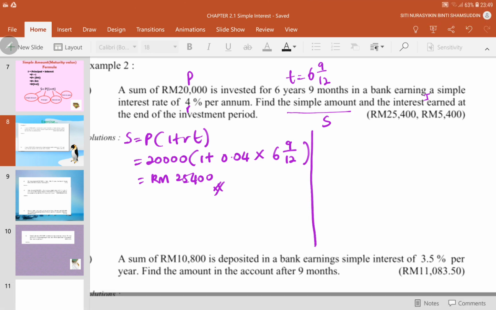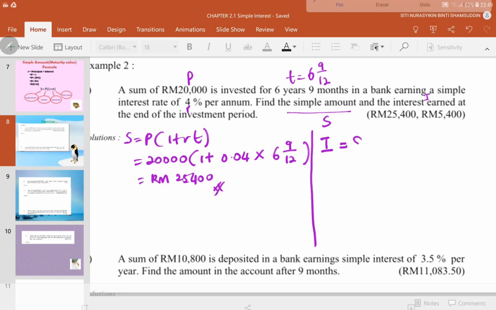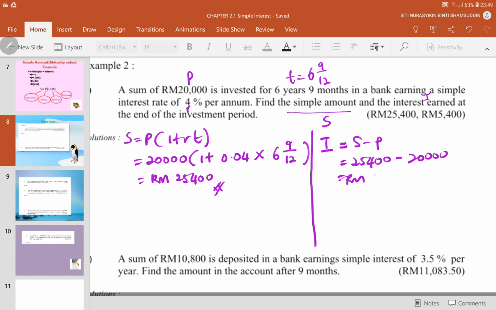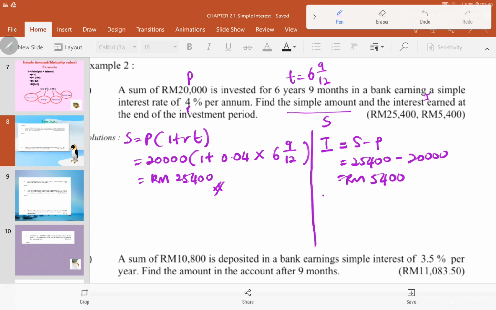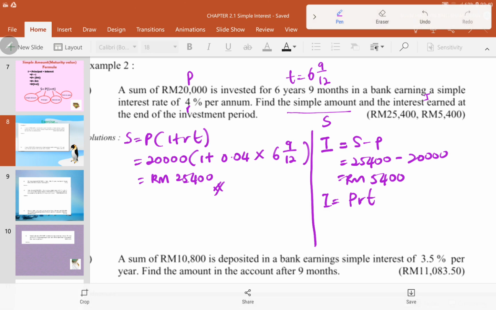What about the interest? The interest is the difference between the maturity value and the present value, so it is S minus P. You get 25,400 minus 20,000, so you get 5,400. Or you can also use I equal to PRT. It doesn't matter, you can use either method. In the end, you must get the same value, which is 5,400.